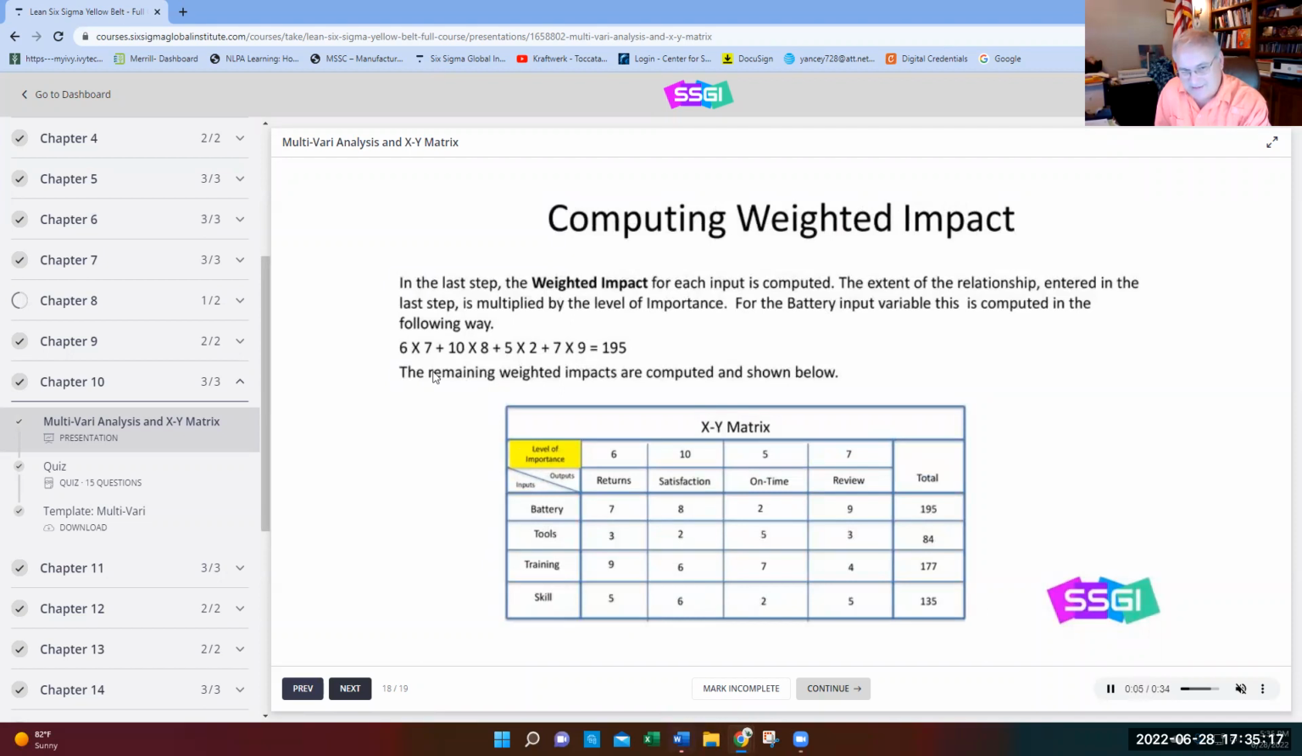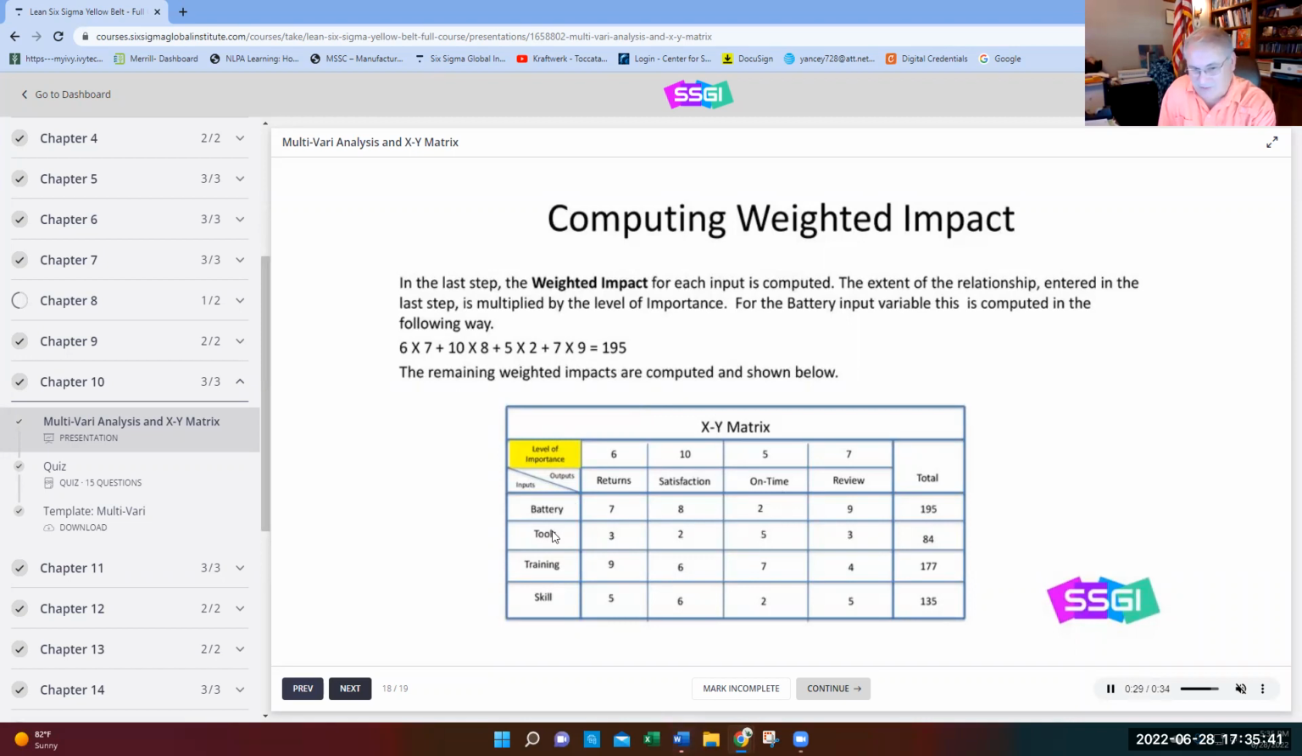7 plus 8 times 10 plus 5 times 2 plus 7 times 9 equals 195. And so the higher the number, it's a weighted impact or the weighted importance on that particular area that we need to focus on. The higher the number is where we put the focus, because it can give us the most bang for the buck on improving something.